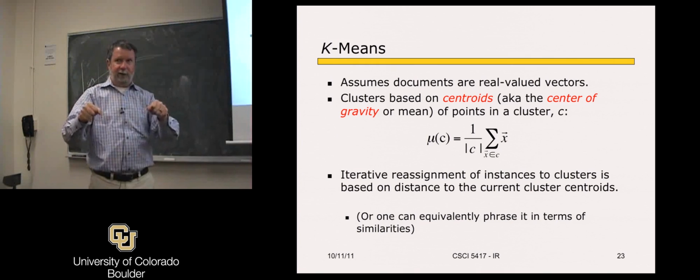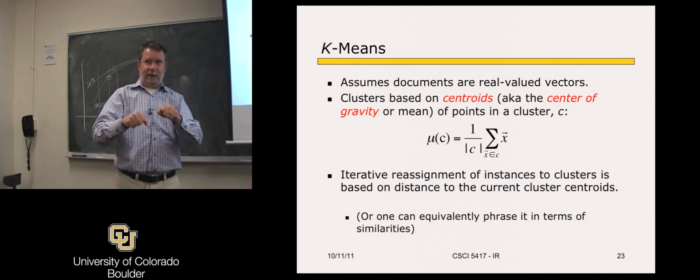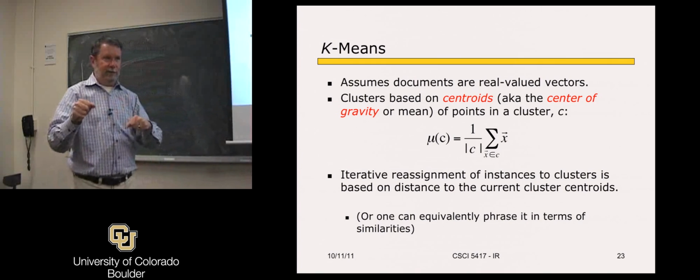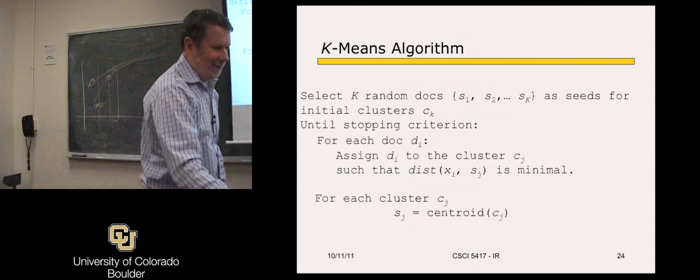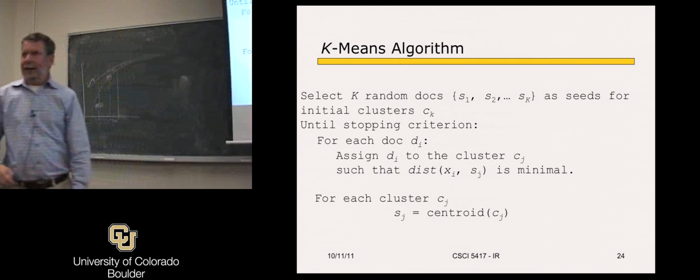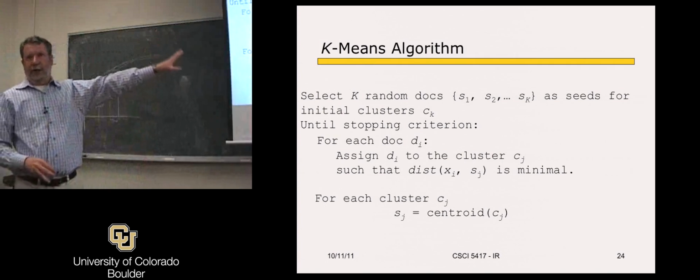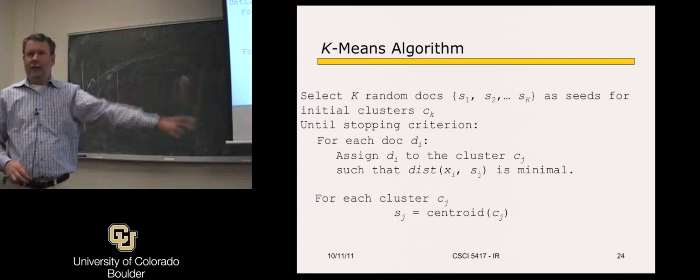Right? More similar means less distance. So more means less, and less means more. Okay? Just keep that in mind. All right, so this is k-means. Now, this is almost literally the entire algorithm, so this is why k-means is popular.